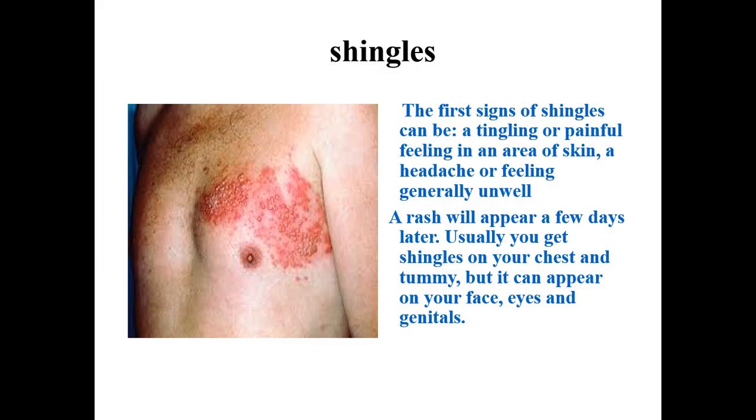And shingles, zoster or shingles, occurs following reactivation of latent varicella zoster virus present in the trigeminal ganglia, mainly in adult life. Vesicular rashes are unilateral and segmental, confined to the skin innervated by a single sensory ganglion. The first sign of shingles can be a tingling or painful feeling in an area of skin, and headache or feeling generally unwell.